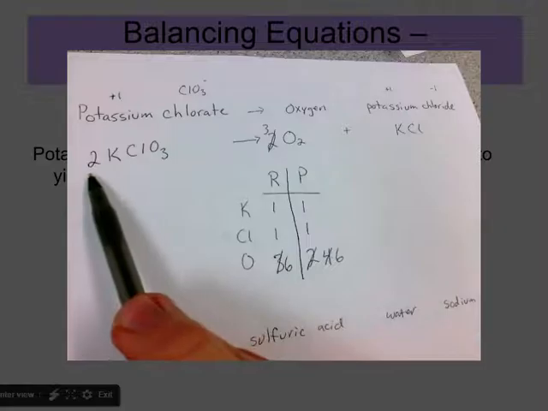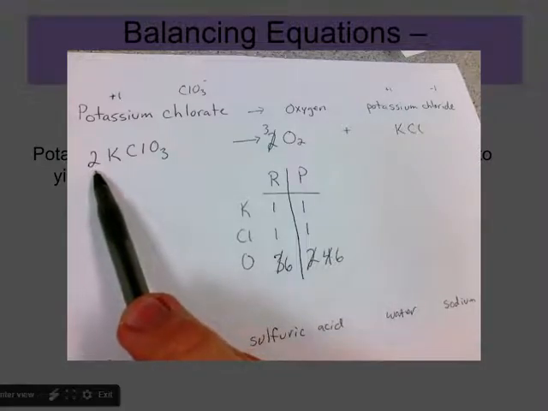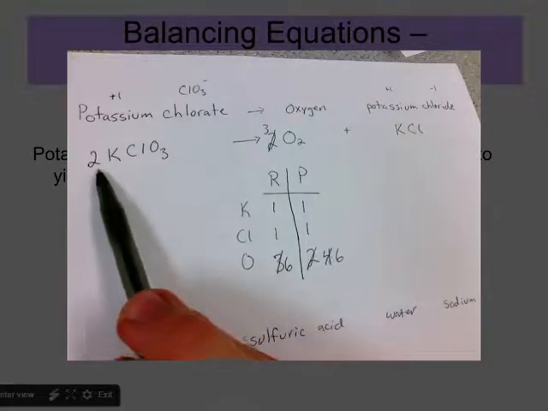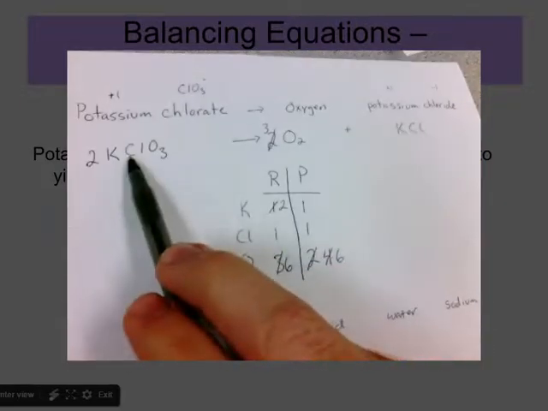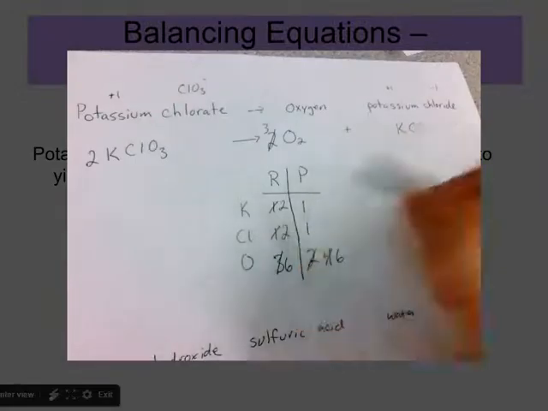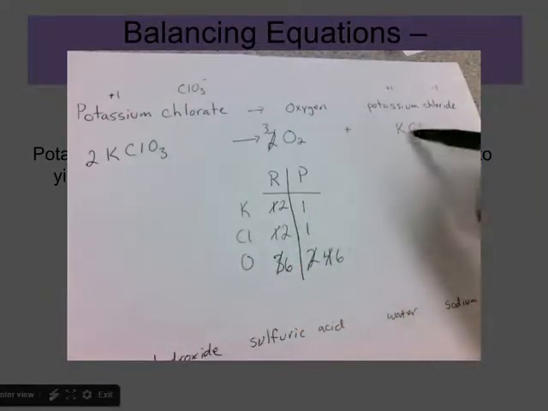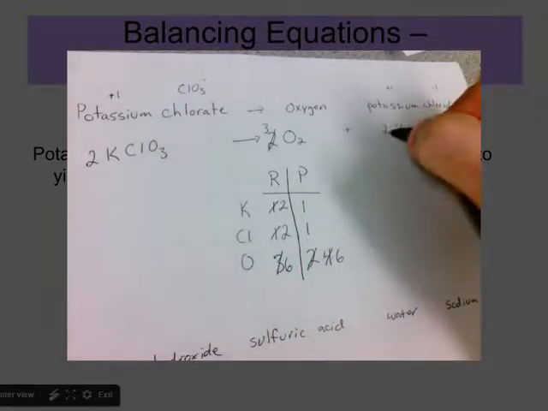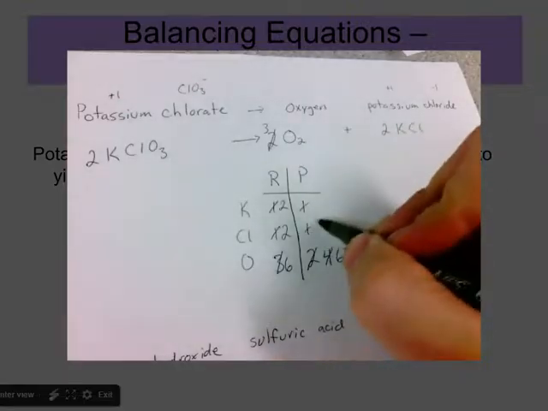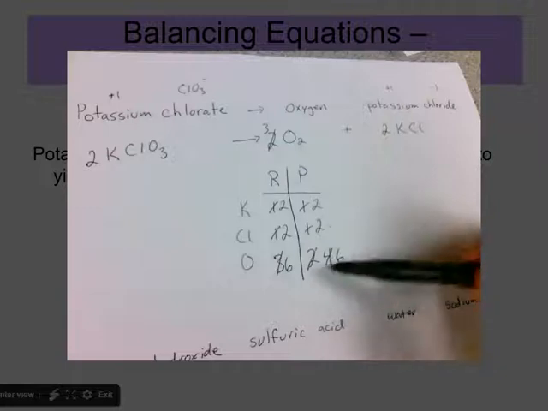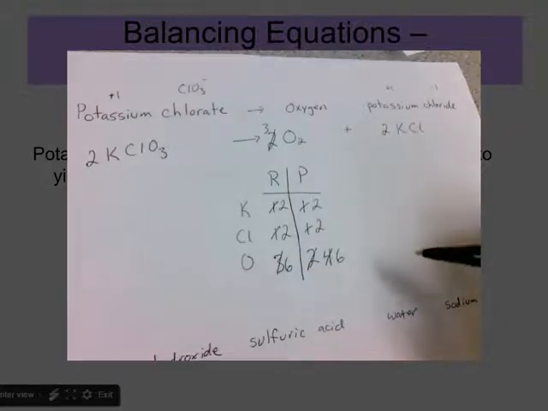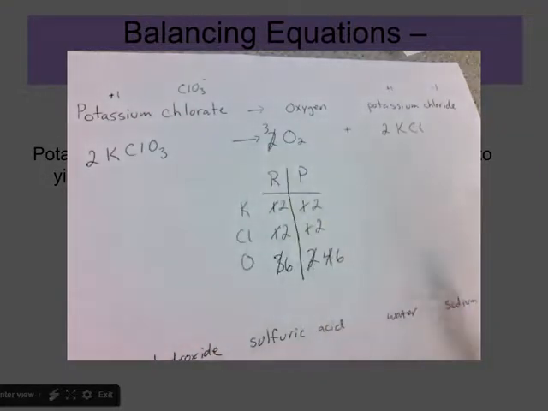However, that 2 that we added here, we need to go back and double check all of our other elements. Now we have 2 potassiums and 2 chlorines on the reactant side. So we're going to need more potassiums and chlorines over here. So I'm going to add a 2 on that side. And now we have 2 of each of those. So we have 2 potassiums, 2 chlorines, and 6 oxygen. So everything looks balanced when our coefficients are 2, 3, and 2.